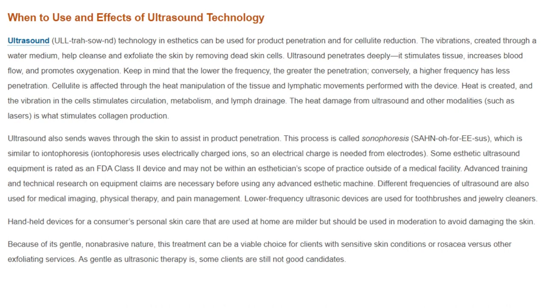Cellulite is affected through the heat manipulation of the tissue and lymphatic movements performed with the device. Heat is created, and the vibration in the cells stimulates circulation, metabolism, and lymph drainage. The heat damage from ultrasound and other modalities, such as lasers, is what stimulates collagen production.